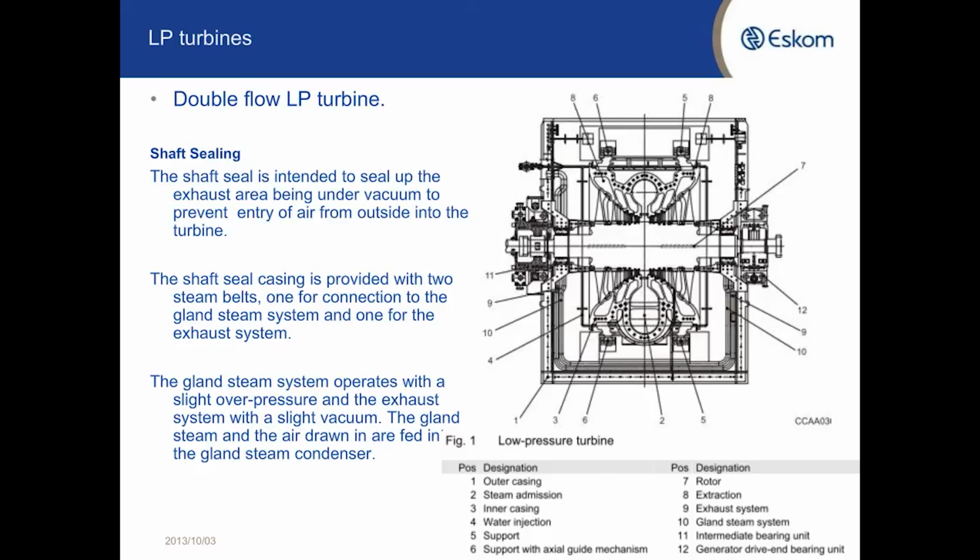The shaft seal casing is provided with 2 steam belts, one for connection to the gland steam system and the other to the exhaust system. The gland steam system operates with a slight overpressure and the exhaust system with a slight vacuum. The gland steam and the air drawn are fed into the gland steam condenser. And there's just a cross-section of the LP turbine.